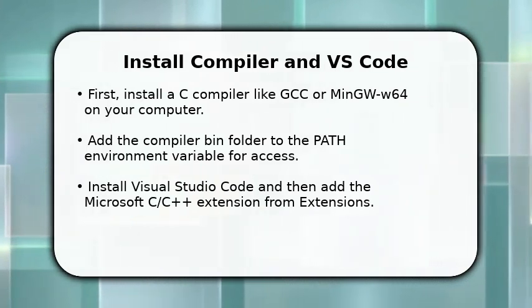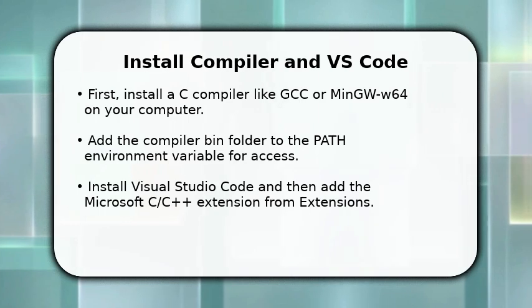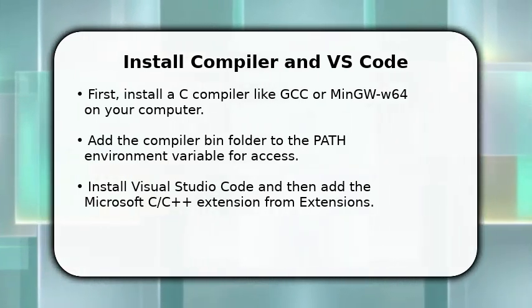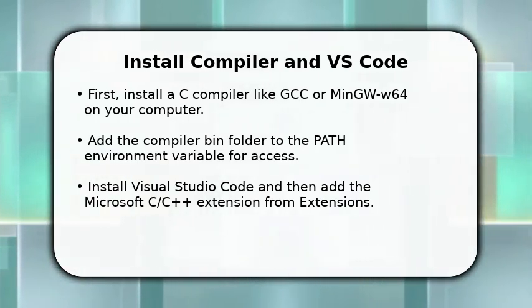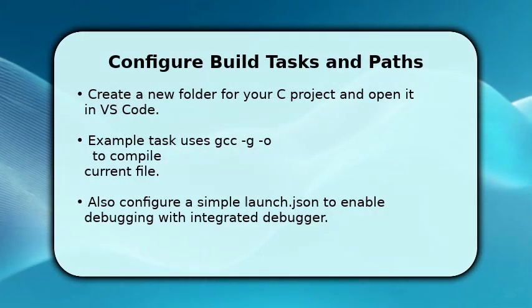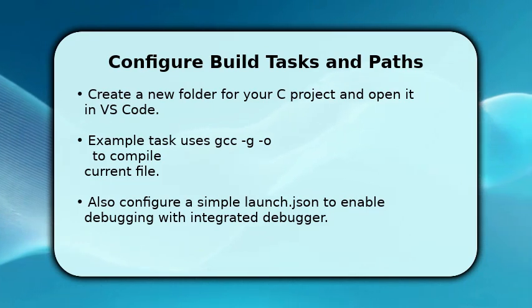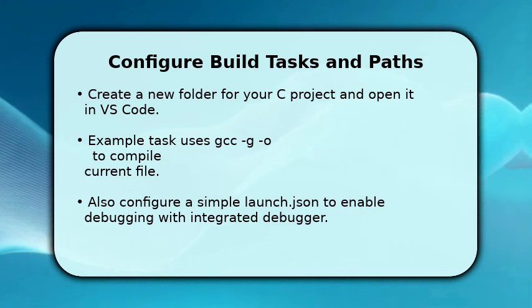Open a terminal and run gcc --version to verify installation and version. Install Visual Studio Code, and then add the Microsoft C/C++ extension from the extensions marketplace. Create a new folder for your C project and open it in VS Code. Set the include path to your compiler include folders and any library headers you use.